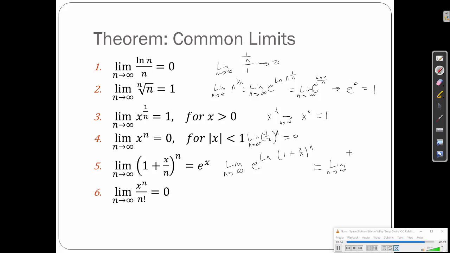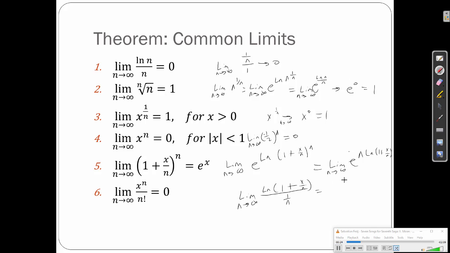of e to the n ln(1 plus x over n). Well, we're really only curious about the exponent there. It's not indeterminate right now because it's a multiplication, but you can rewrite it as a division: ln(1 plus x over n) over 1 over n. Technically it's e to this, but the e doesn't really matter until I actually get what this exponent goes to.